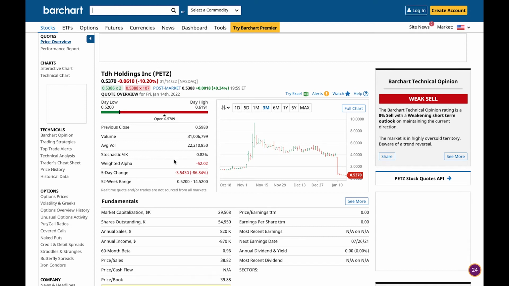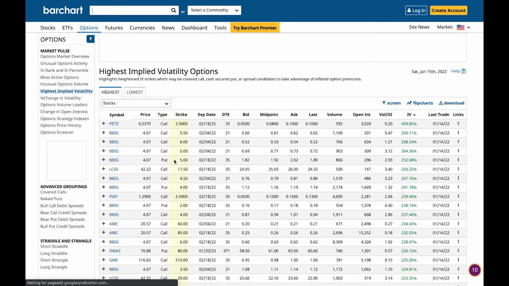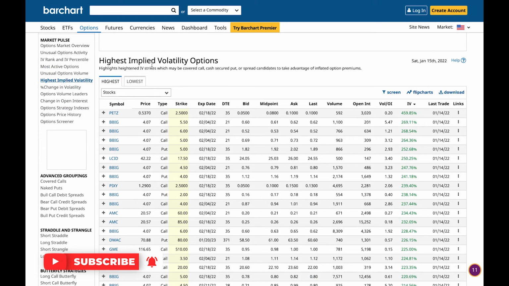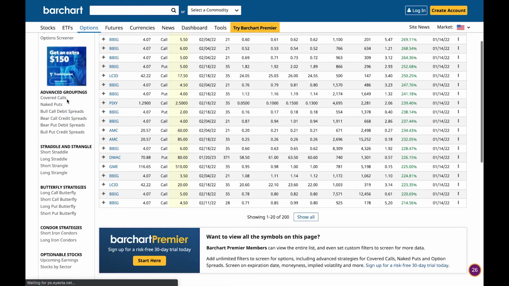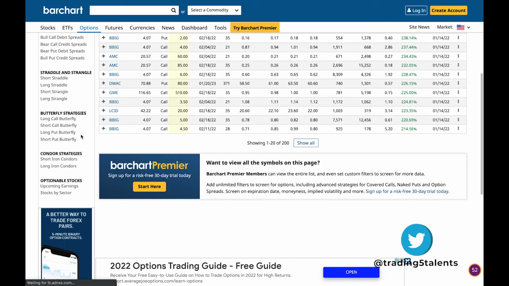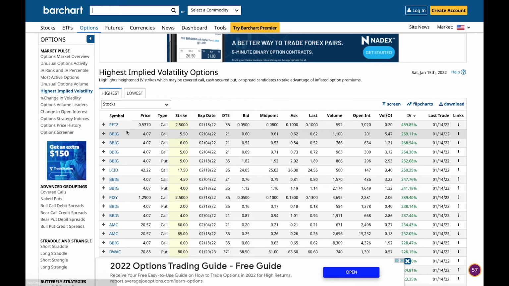The other thing that I wanted to mention is that if you come back, you can see that there are a lot of different strategies. Right now we're just looking at the highest IV options, but over here on the left hand side in this menu, you can see groupings of covered calls, puts, all the different types of credit and debit spreads, strangles and straddles, butterflies, condors. There's a whole bunch of different things that you can search for, and this section is really for option traders, both sellers and buyers.